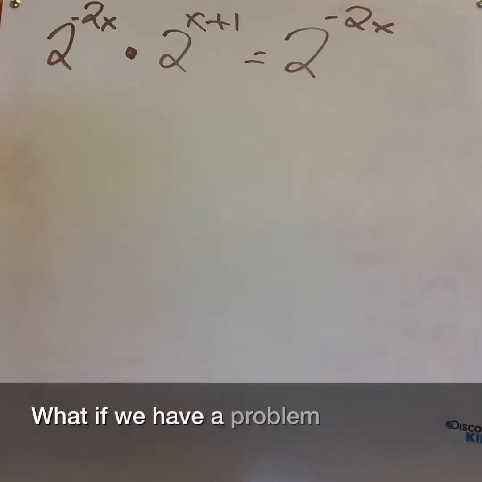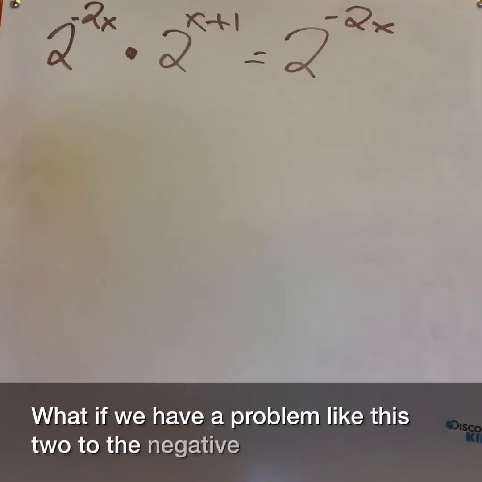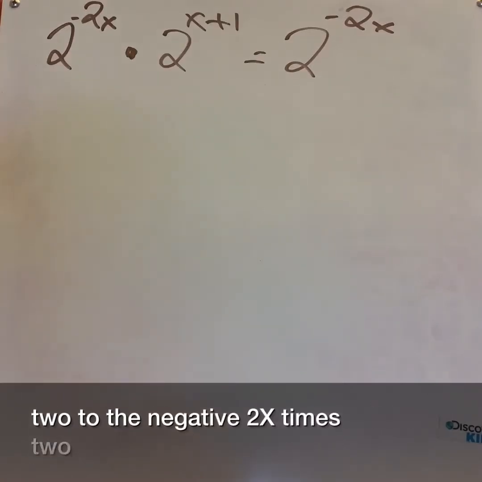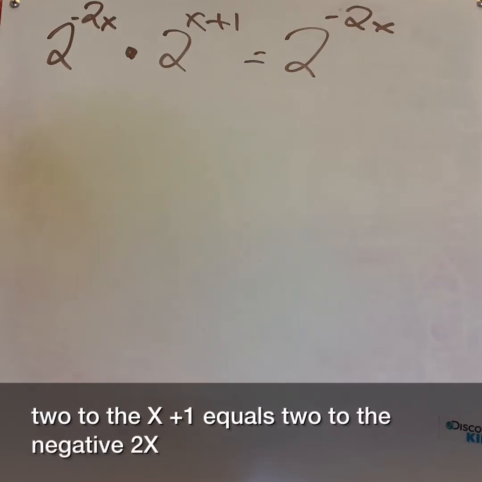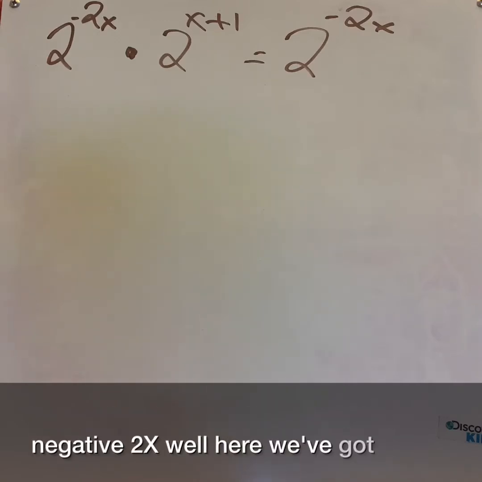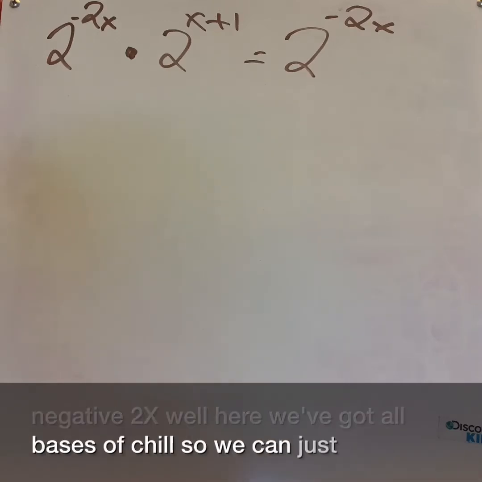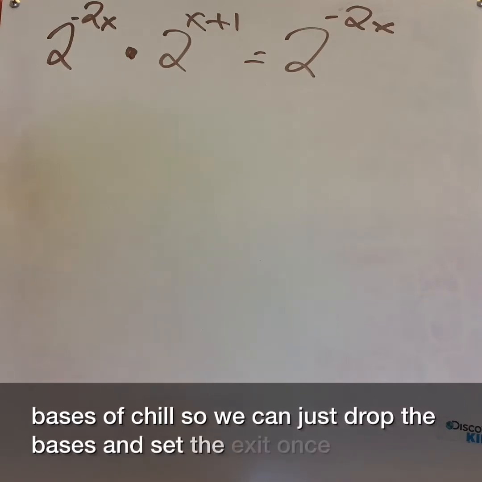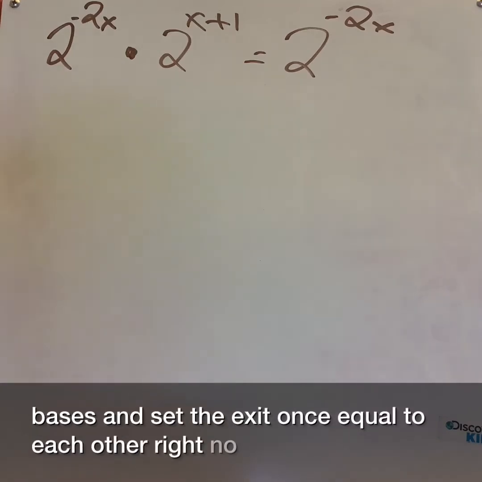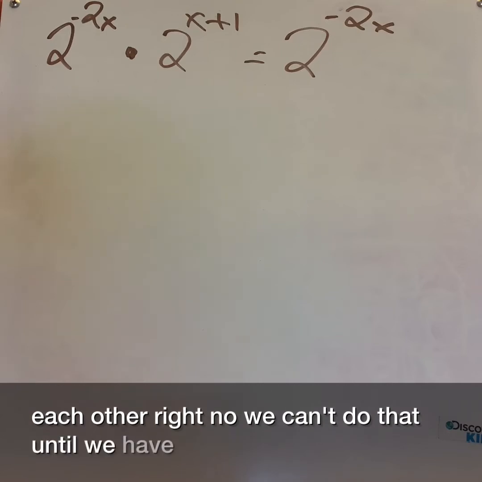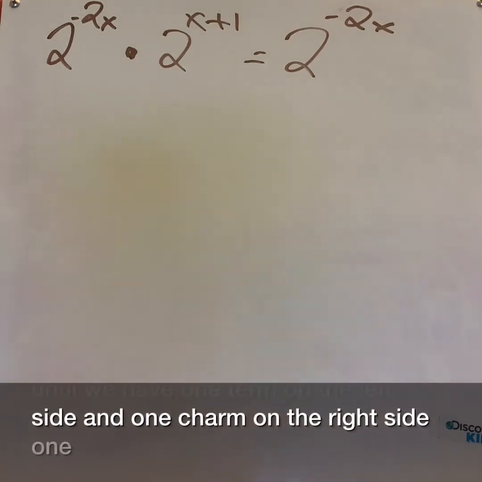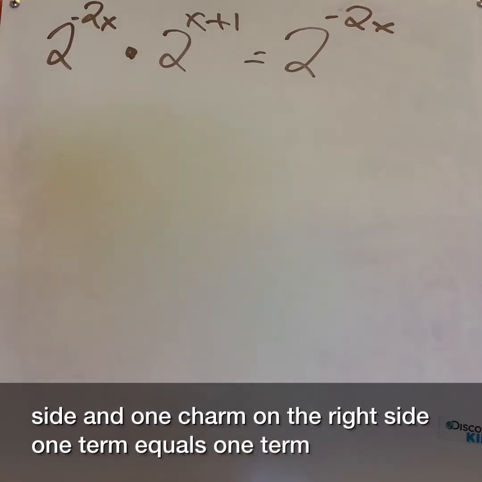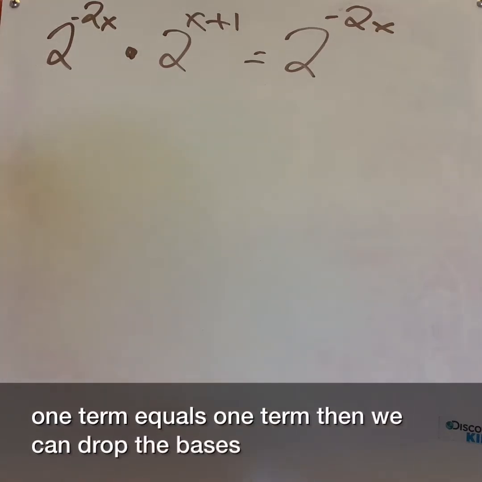What if we have a problem like this? 2 to the negative 2x times 2 to the x plus 1 equals 2 to the negative 2x. Well, here we've got all bases of 2, so we can just drop the bases and set the exponents equal to each other, right? No, we can't do that until we have one term on the left side and one term on the right side. One term equals one term. Then we can drop the bases.